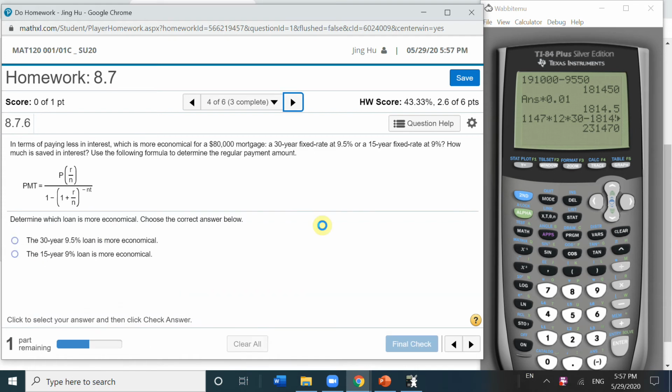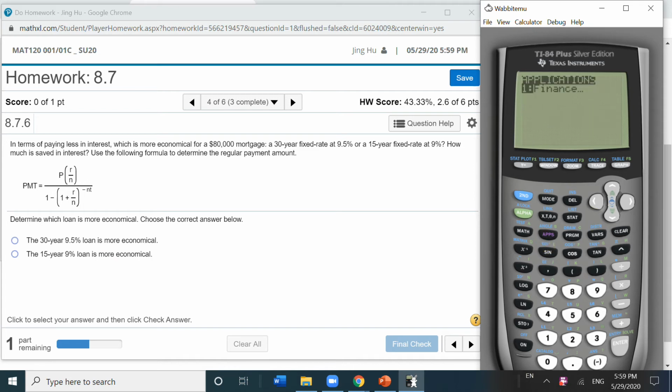Now number 4, you need to think about the total interest you will have to pay for the period. Okay, APPS, Finance, TVM Solver. Now for the first one, 30 years fixed rate, and always it's monthly, compounded monthly. So it's 360. Then the rate is 9.5 divided by 12. And the present value is 80,000.